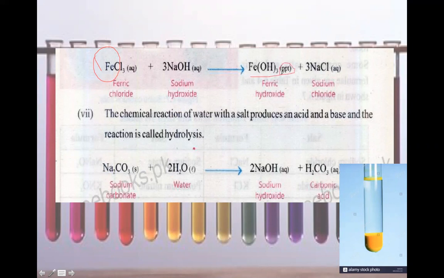A slightly insoluble product of iron hydroxide is visible, or it is also known as ferric hydroxide, and along with the formation of sodium chloride.